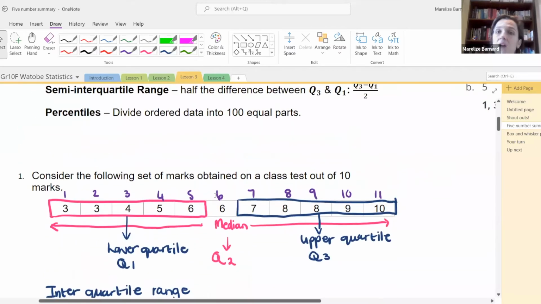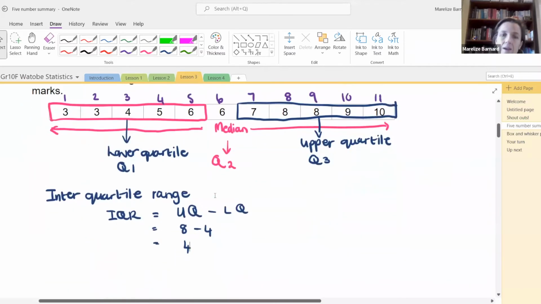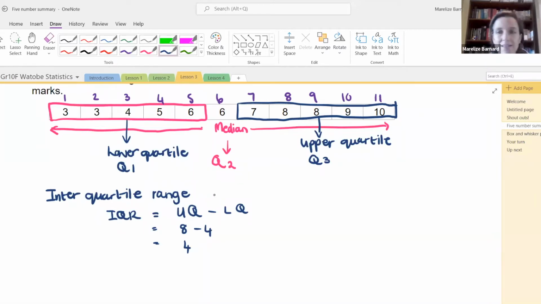However, that's not our 5-number summary yet. Does anyone know which 5 numbers make up the 5-number summary? Just pop it in the chat if you do know. What 5 numbers make up the 5-number summary?